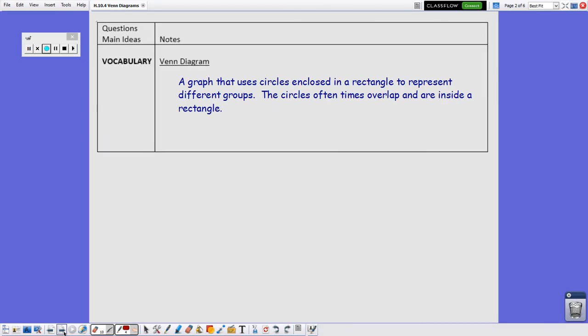So a Venn diagram, remember to feel free to pause this video whenever you need to catch up writing. Venn diagrams are a graph that uses circles enclosed in a rectangle to represent different groups. The circles oftentimes overlap and are inside a rectangle. So that's what a Venn diagram looks like. Basically, you have your rectangle with 1, 2, 3, 4, however many circles you need inside.